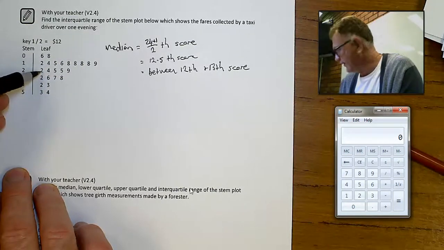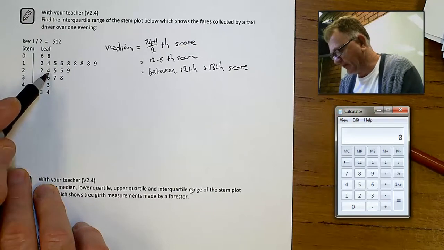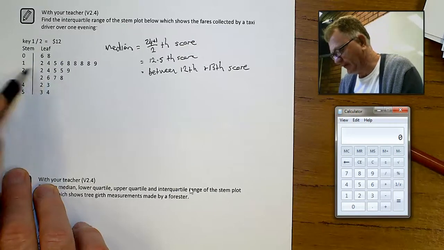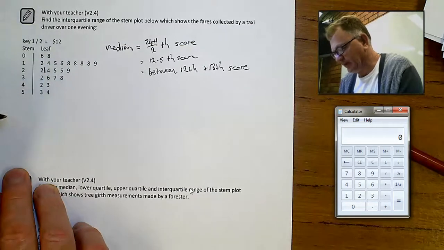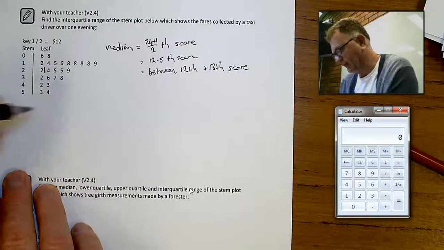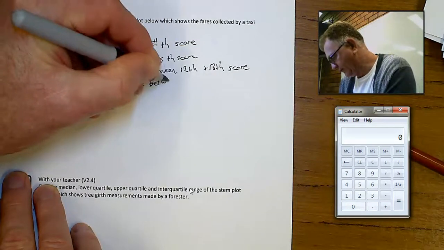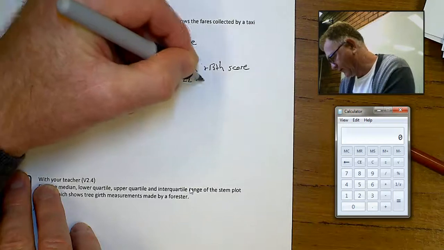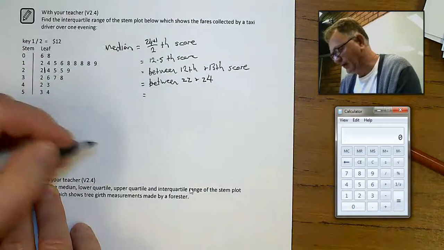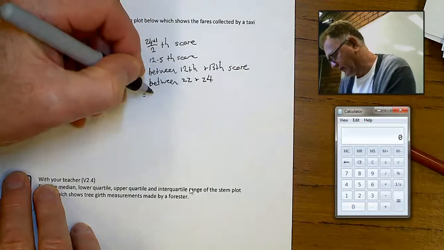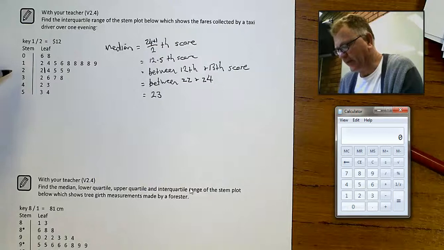Okay, so I make it the 12th score is this one, so that's 22. And the 13th score is this one, that will be a 24. And the median is going to sit somewhere in between there. So it's between 22 and 24. And of course, if you average 22 and 24, you will get 23. That's the median.